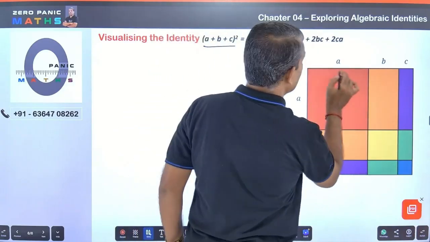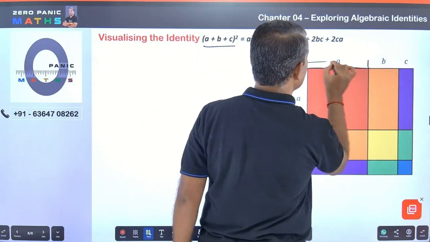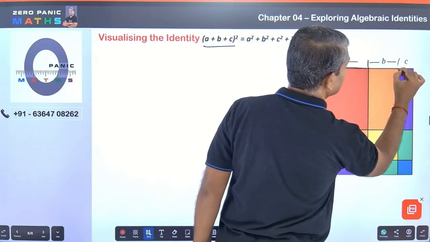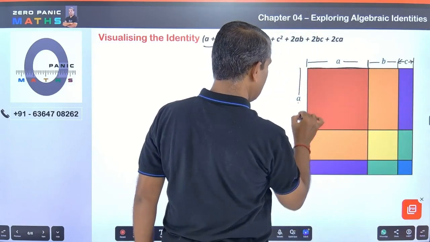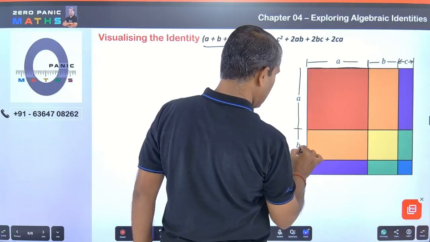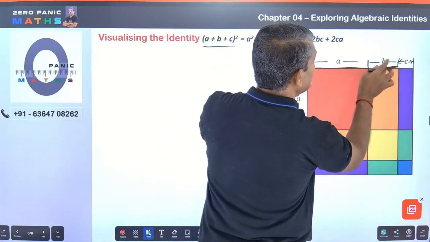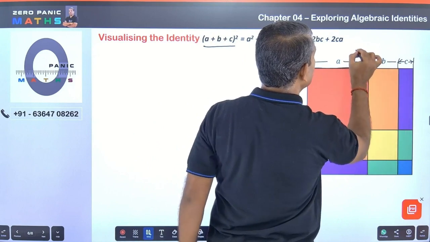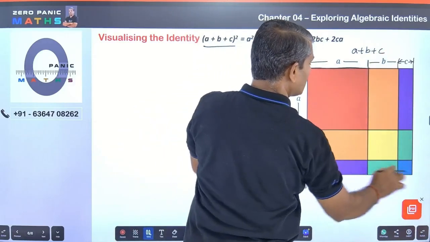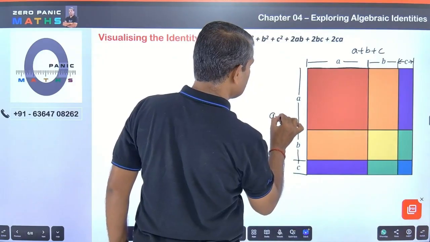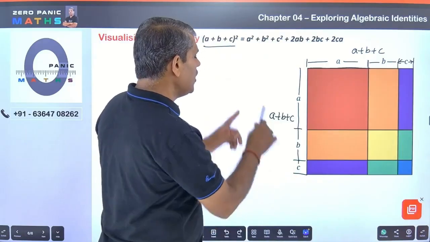Now we have a line segment of length a here. This is a, this is b, and this is c. The similar thing is here also: it is a, added with b, and added with c. So there are three line segments a, b, c. What is the whole line segment length? It is a plus b plus c. This is the outer square, so just concentrate on that. Since we have already seen such examples, the identity proofs we have already seen.